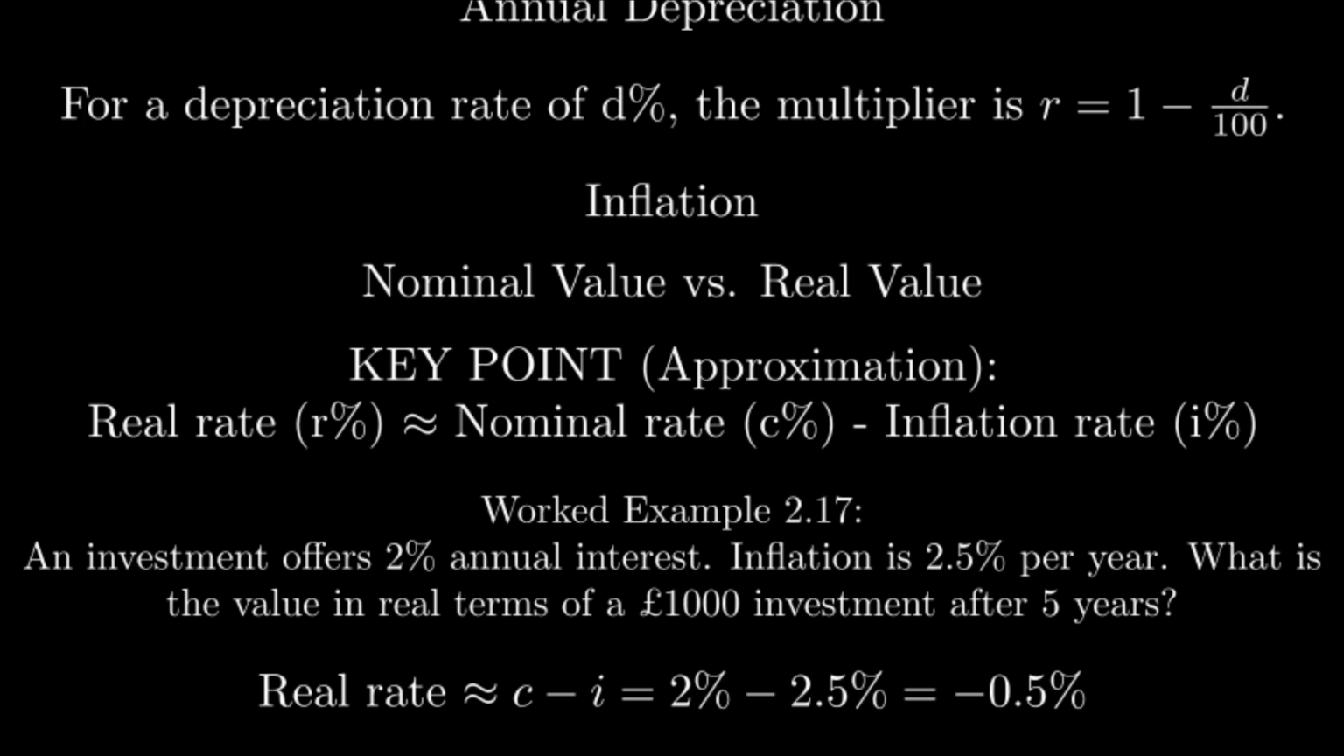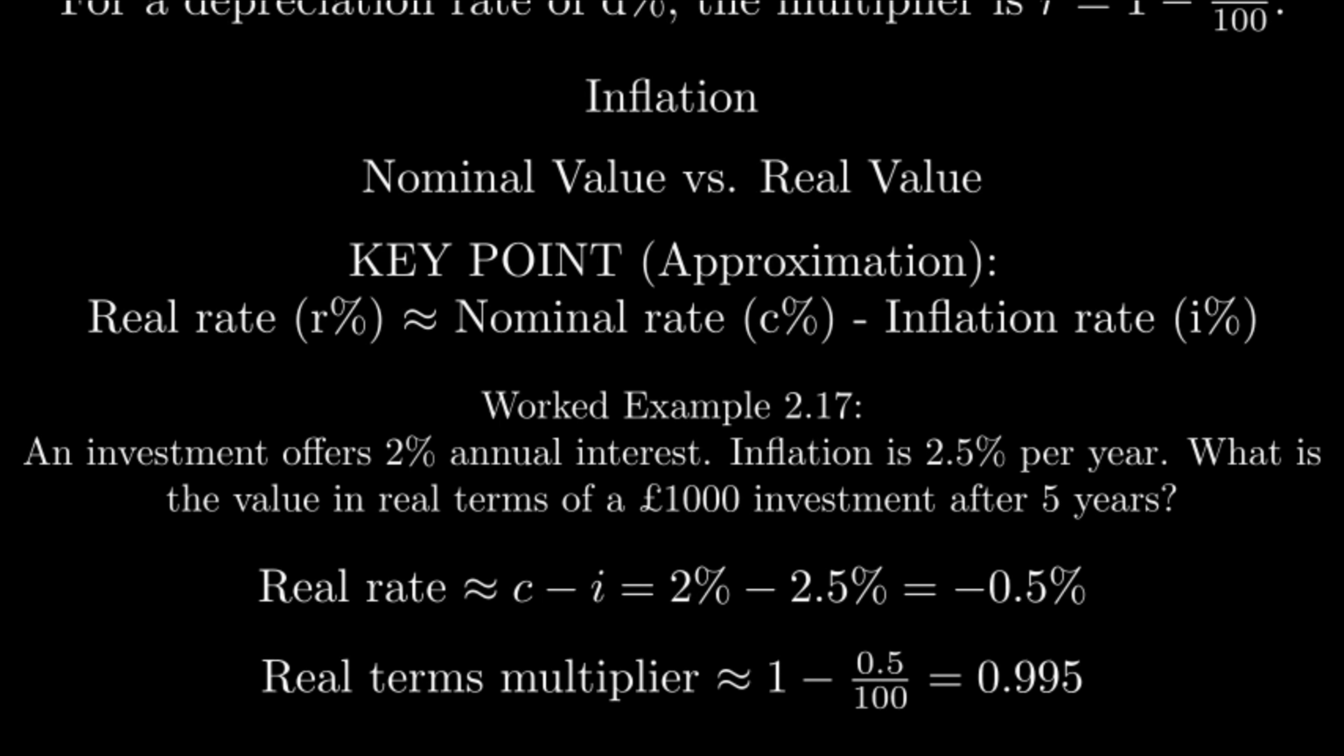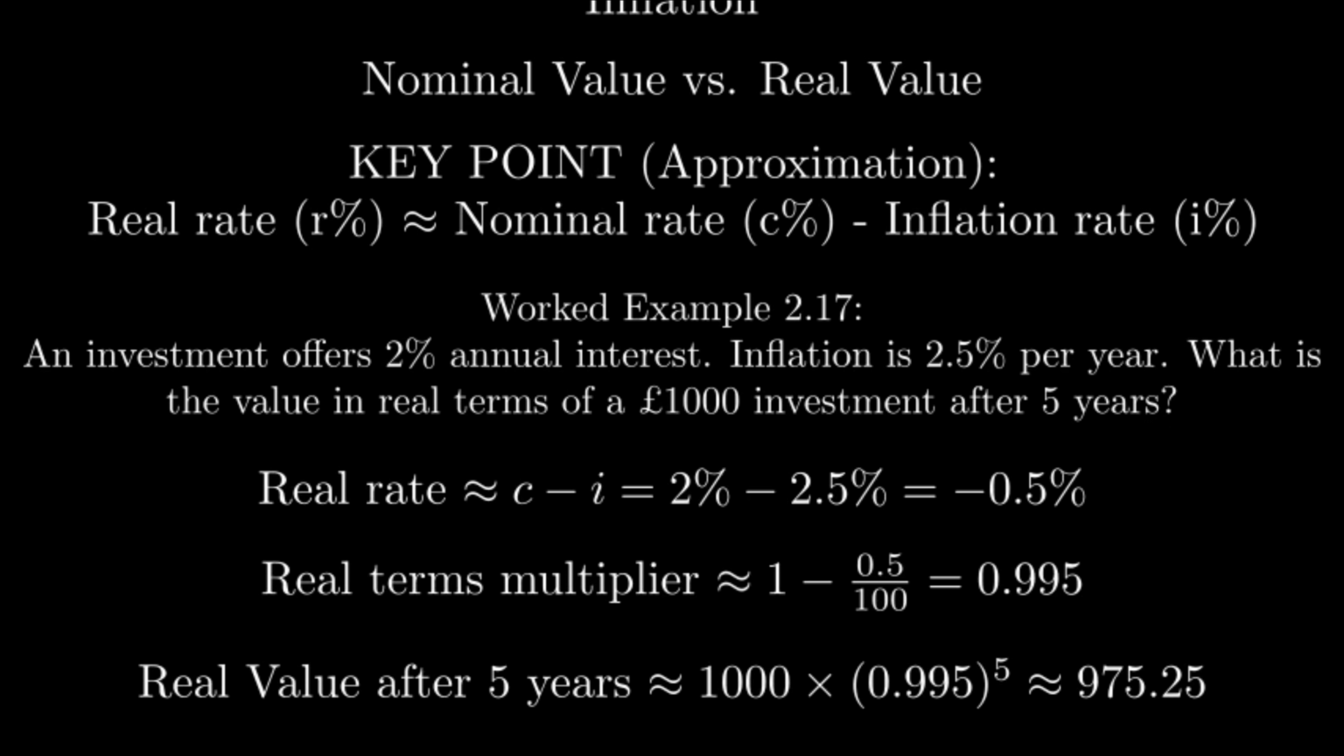A decrease of 0.5% corresponds to a multiplier. The multiplier for our real value is 1 minus 0.005, which is 0.995. Now we can calculate the real value of the investment after 5 years. We take the initial investment of £1,000 and multiply it by our real terms multiplier, 0.995, raised to the power of 5 for the 5 years. This gives us approximately £975 and 25 pence.